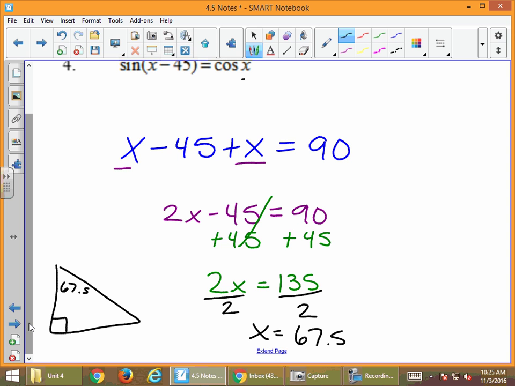So this angle is 67.5, what does that other angle have to be? 22.5. You just take that value, subtract it from 90, and you have the other angle in that triangle. Questions over that? Angles equal 90. Every single time.